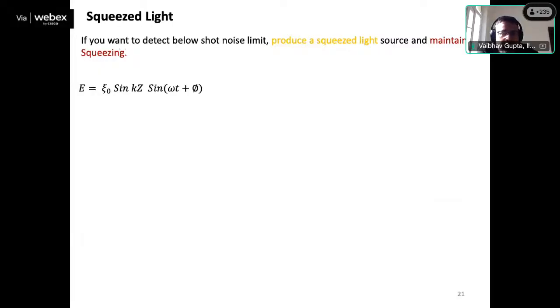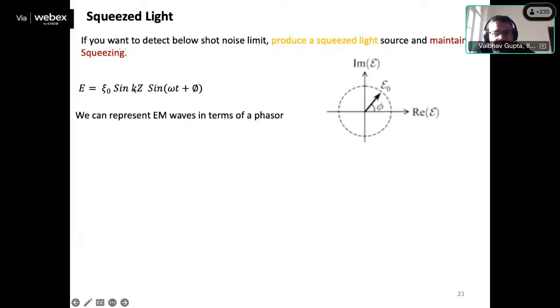This will also give you a shot noise limited signal. So how do we do that? I will just give you a brief overview, because I know you have already studied all this. The electric field can be represented in this way. That is the magnitude, omega is the frequency, phi is the phase, and z is the direction in which it's propagating, k is the wave vector.